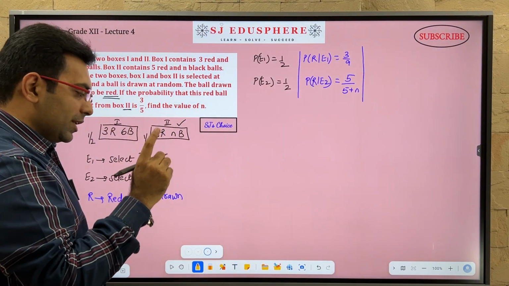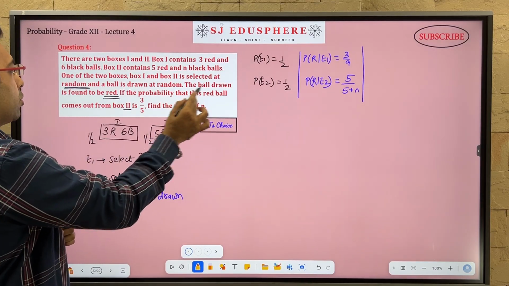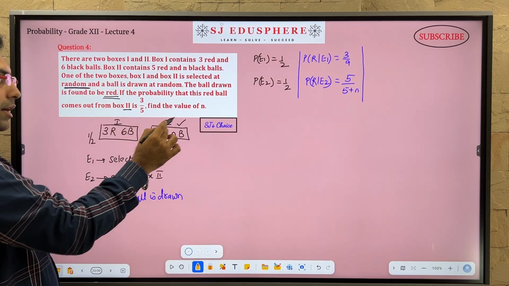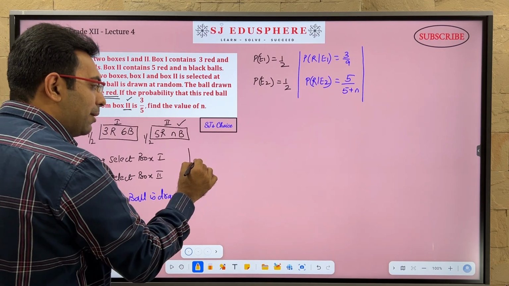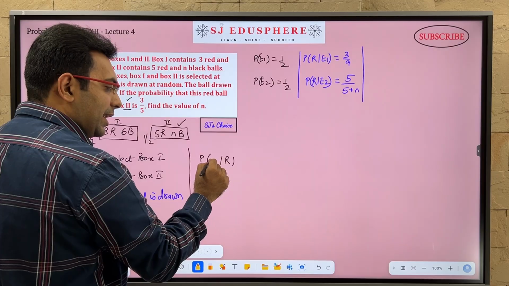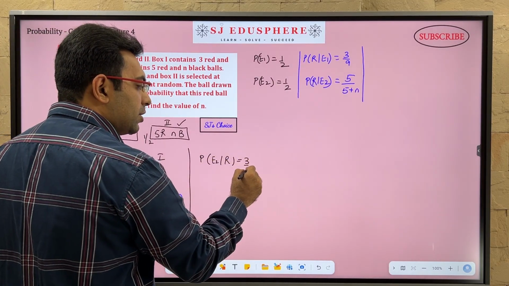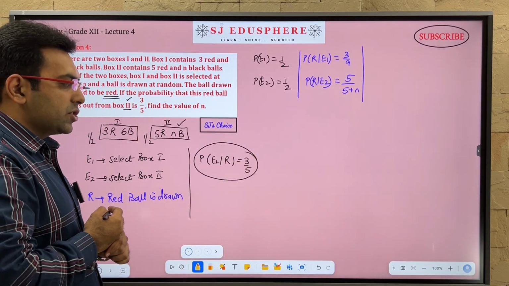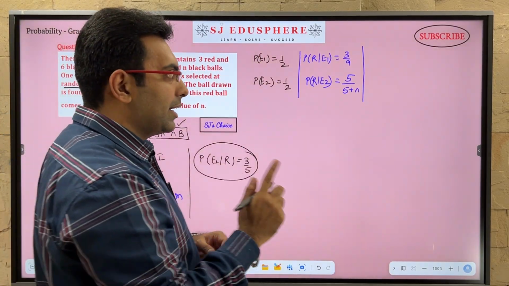Okay, what is my question saying over here? My question says the ball drawn is found to be red. Given that it is red, the probability it came from bag 2 is 3 by 5. That means I want E2 intersection R upon R. So let us first finish the table to get R.